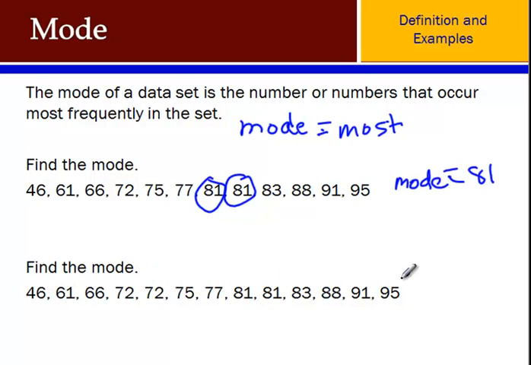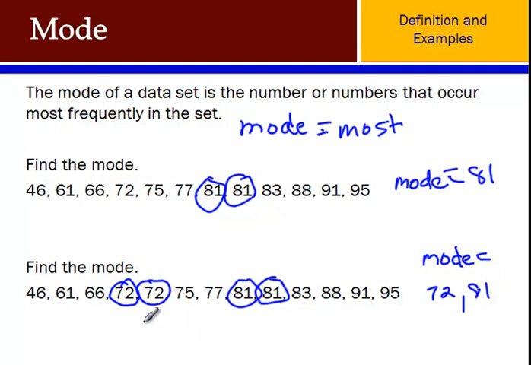It may be that you have more than one number that occurs more than once. Such as in this set, 72 and 81 both occur 2 times, and so those are called the modes, 72 and 81. And this is a set of data that's called bimodal, because there are 2 modes. Now, it is completely possible that there are no repeated values, and if there are no repeated values, there's no mode. But the one that occurs in the list most frequently is your mode.